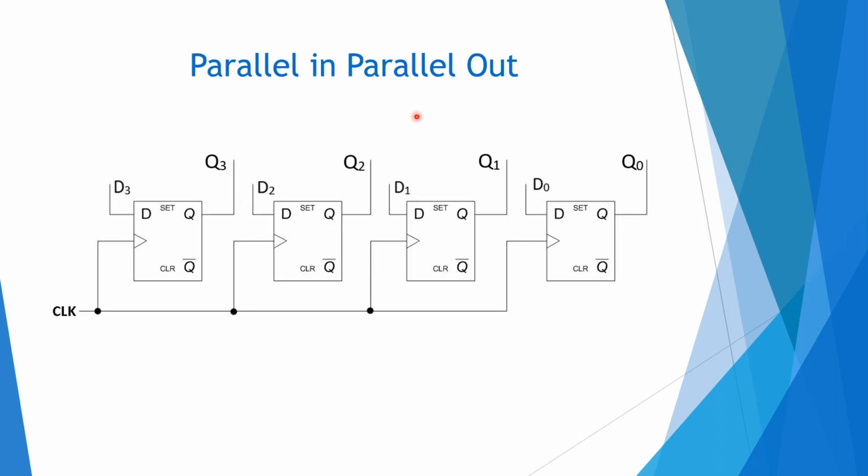And here you can see parallel in, parallel out. Here it is not cascaded, but each bit is stored in each flip-flop parallelly. So we enter the data parallelly, that is D3, D2, D1, D0, and take the parallel out, that is Q3, Q2, Q1, Q0. So this is a parallel in, parallel out register.